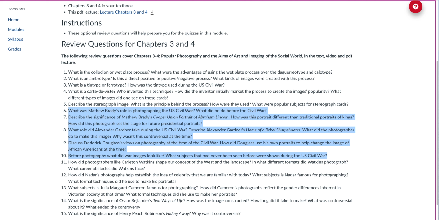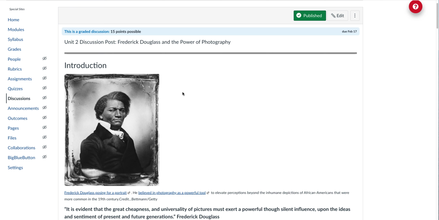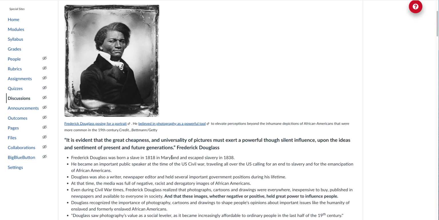All right, and now I'm just going to quickly go over the discussion post. So the discussion post for Unit 2 is going to focus on Frederick Douglass and a speech he gave called The Power of Photography. So Frederick Douglass was, I'm sure you guys know something about him. You'll learn a little bit more.